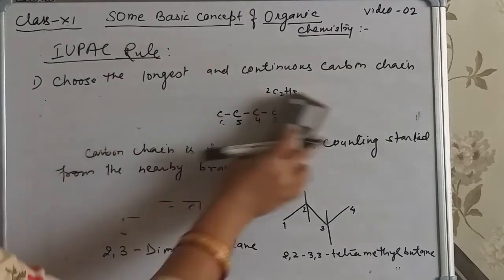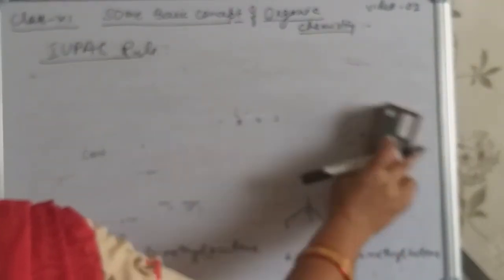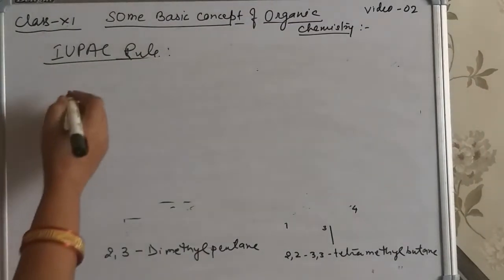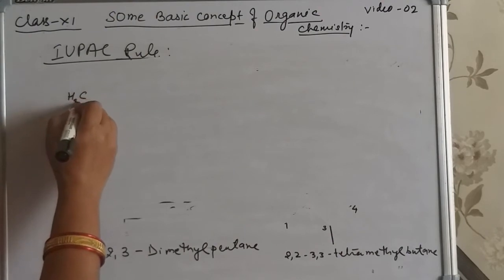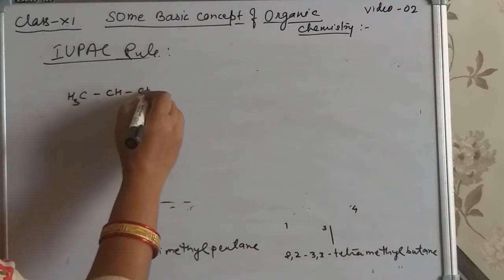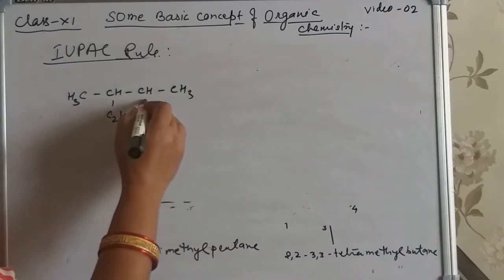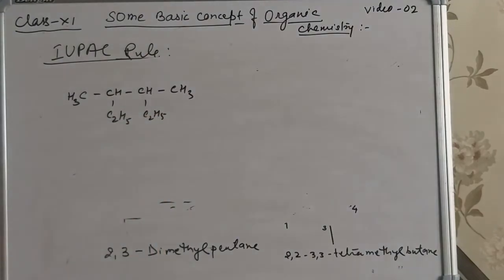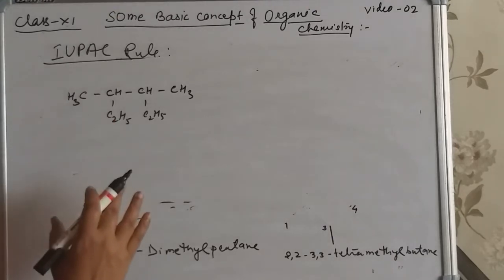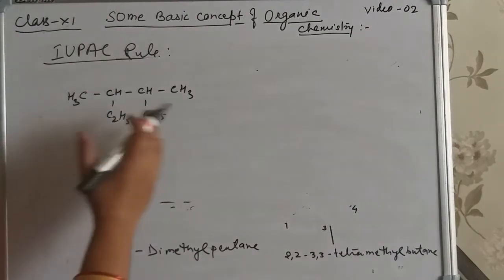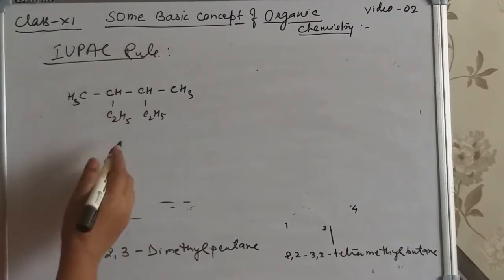Next example, suppose we write CH3, CH, CH and CH3. Here is C2H5 and also C2H5. So according to the rule, at first find out the longest carbon chain, meaning the parent chain, and according to the rule, count the parent chain from the side nearby the branching. In this way you can find it.